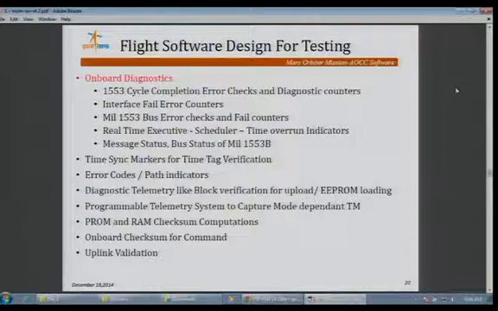And even in some cases, the error codes are put in parts of the software. And we have the schemes for diagnostic telemetry and the programmable telemetry system. And of course, some like PROM and RAM checksums and onboard checksums for uplinks and validation. These are present in our software design.